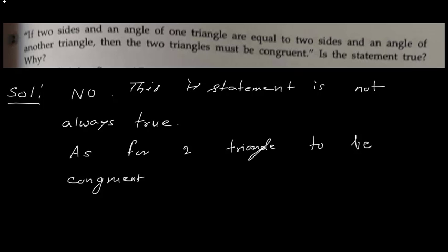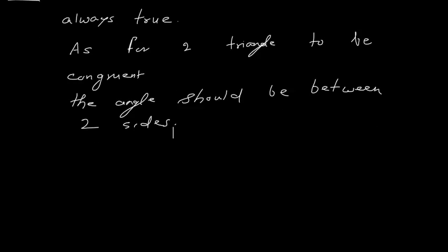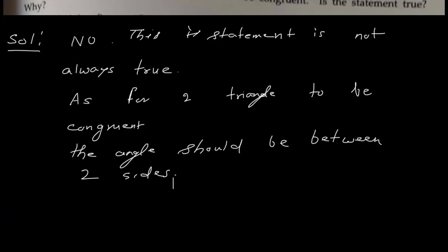For triangles to be congruent, the angle should be between two sides. Means we have seen side angle side. When I say side angle side, that means I have one side, then one angle, then the other side. Now, if I take one side, then the other side, and then an angle, in that case, the triangles may not be congruent.